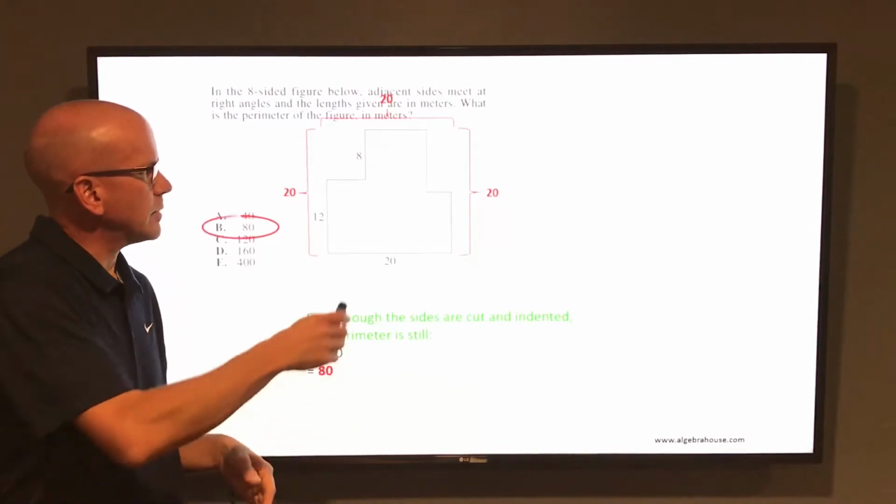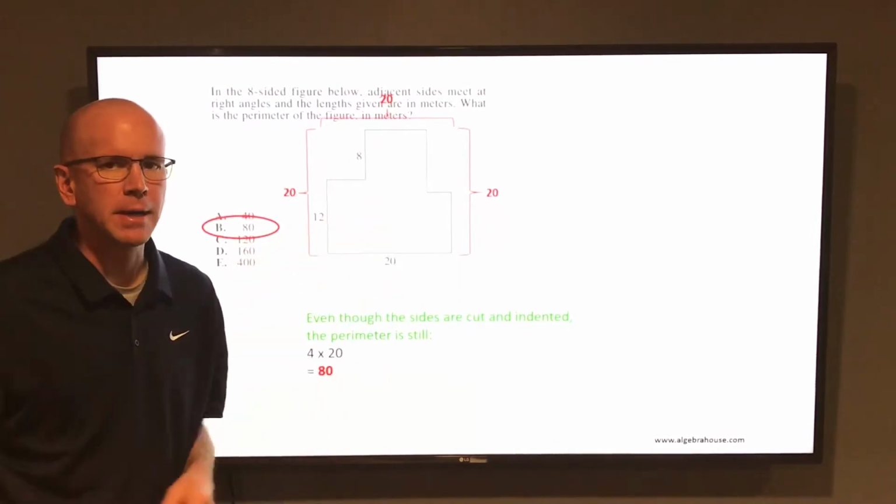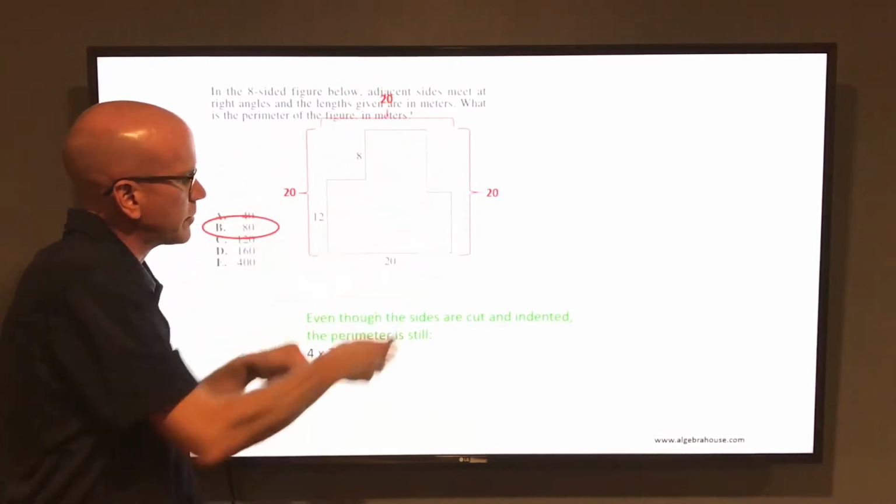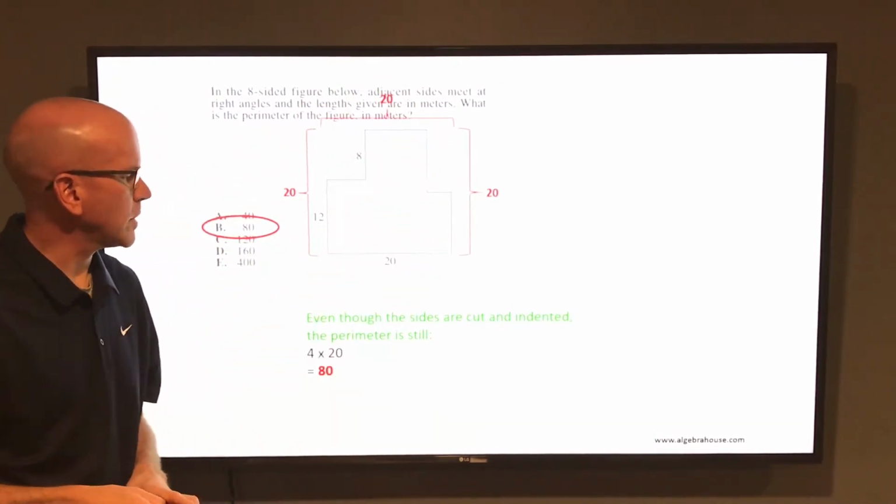So the perimeter of this object, even though the sides are cut out and indented, again, each vertical distance is 20, each horizontal distance is 20. 4 of those 20s make 80. Letter B.